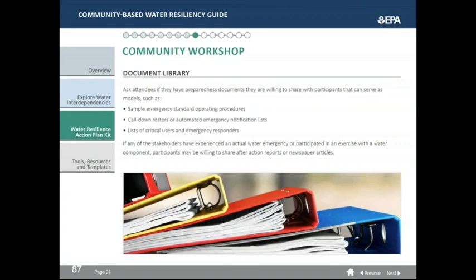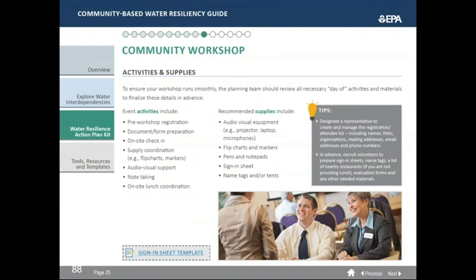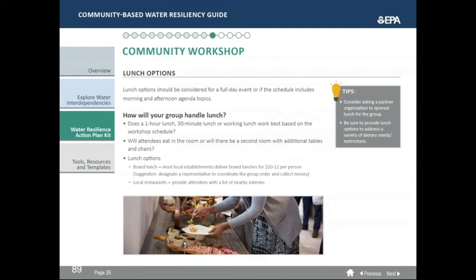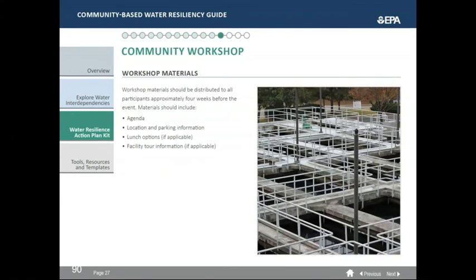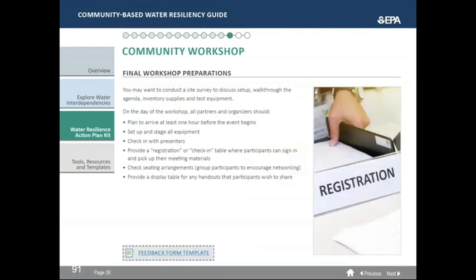We also have information about the document library as well. Activities and supplies, things such as your sign-in sheet template, things you want to have ready for the day of the workshop to prepare yourself, short of having funding to help plan this. Thinking about options such as how you handle lunch when you have all these interdependencies in a room for a day and you want to keep them there to have this discussion moving forward. And the materials, for planning for and preparing for materials for the day of the workshop, how you handle that. And then the final workshop preparations as well.